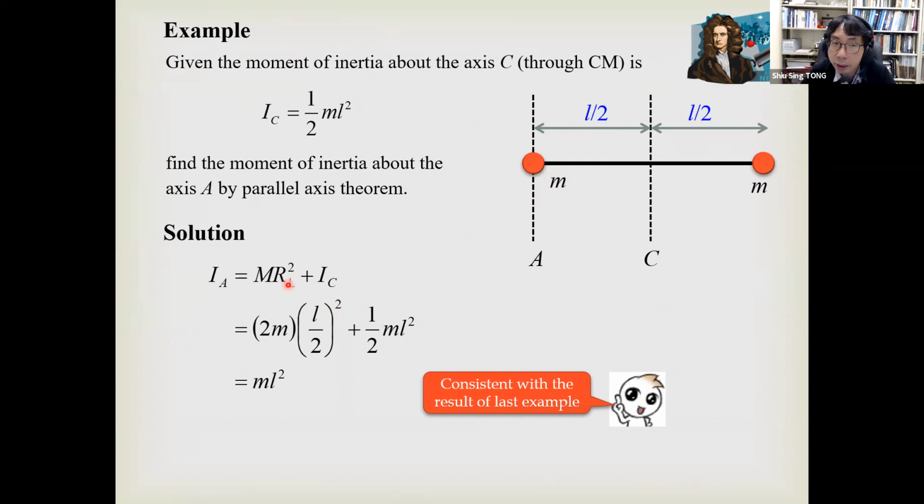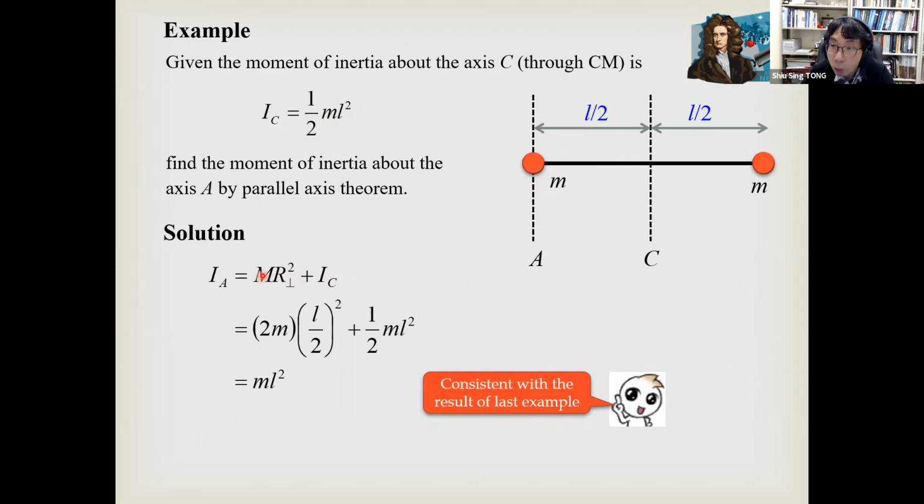So I now can apply this formula to check whether the parallel axis theorem is satisfied. Now, suppose I know IC. IC is half ml square. We found it before, and we put IC here, right?